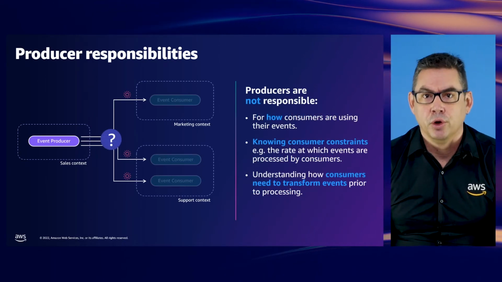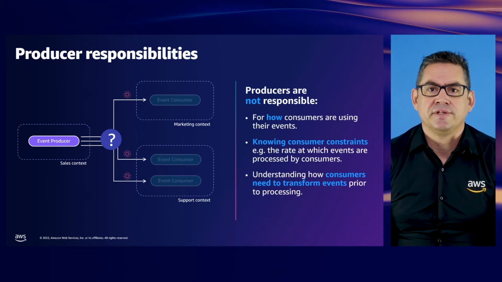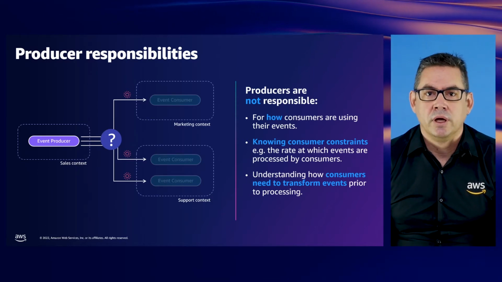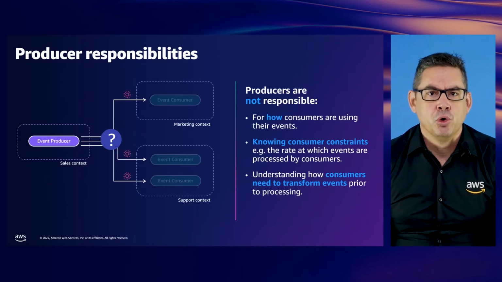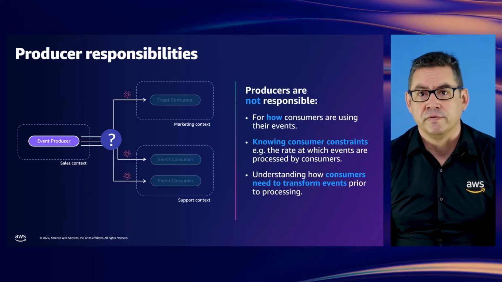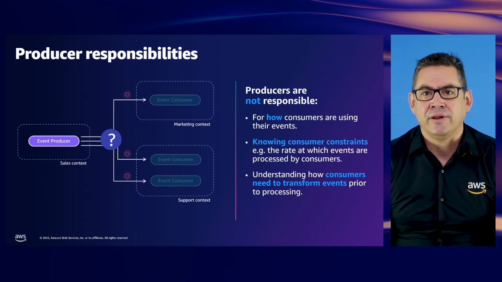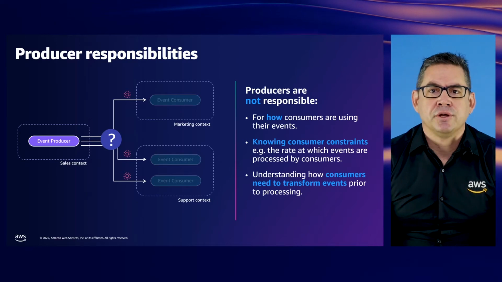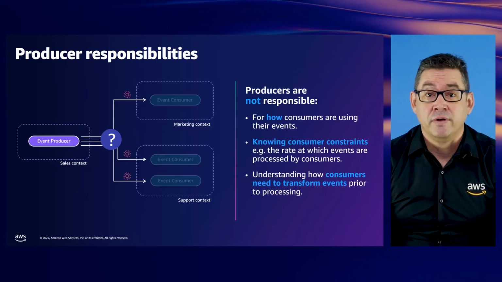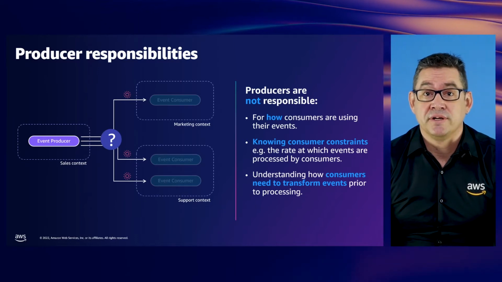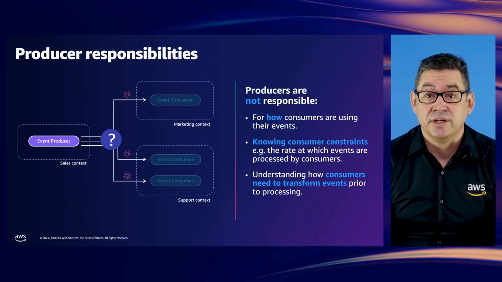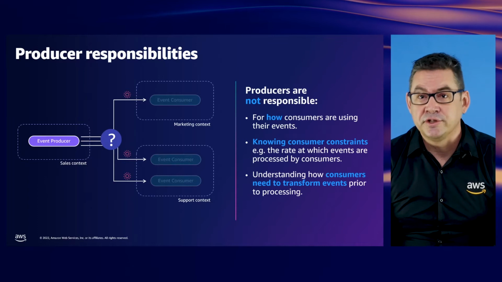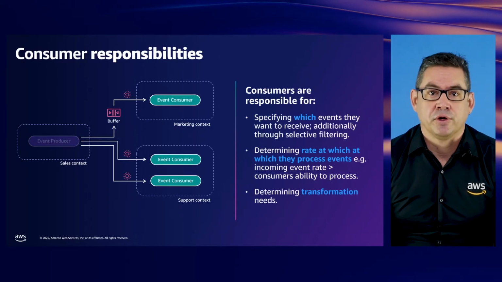Now onto what producers are not responsible for. Producers make no assumptions about how consumers are processing their events, or if they're being processed at all. As I just mentioned, producers may be interested in who is consuming a particular type and version of an event for the purposes of understanding impact that any change they make might have on the rest of the system. But taking into consideration the constraints a consumer might have, for example, the rate at which they can process events or their transformation needs, introduces a level of coupling that we're trying to avoid in the first place. These considerations are really the responsibility of the consumer.